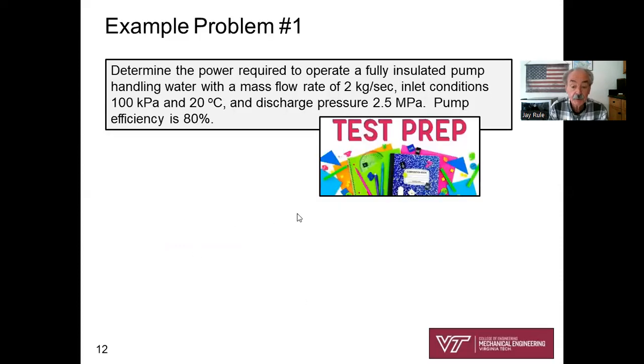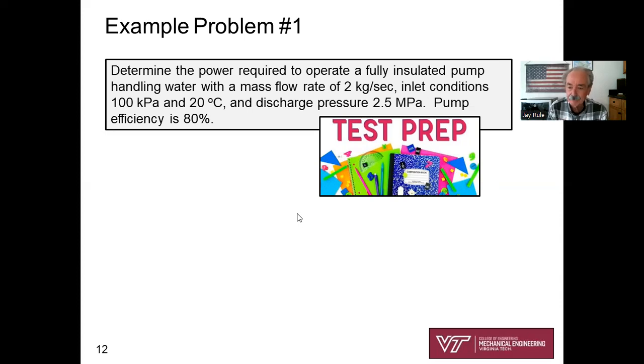The test prep logo. If you were a student in my class, this is such a straight down the fairway question. A question like this would be on my test. Determine the power required to operate a fully insulated pump that's handling water with a mass flow of 2 kilograms per second. Inlet conditions 100 kPa and 20 degrees C. That sounds a lot like tap water, doesn't it?